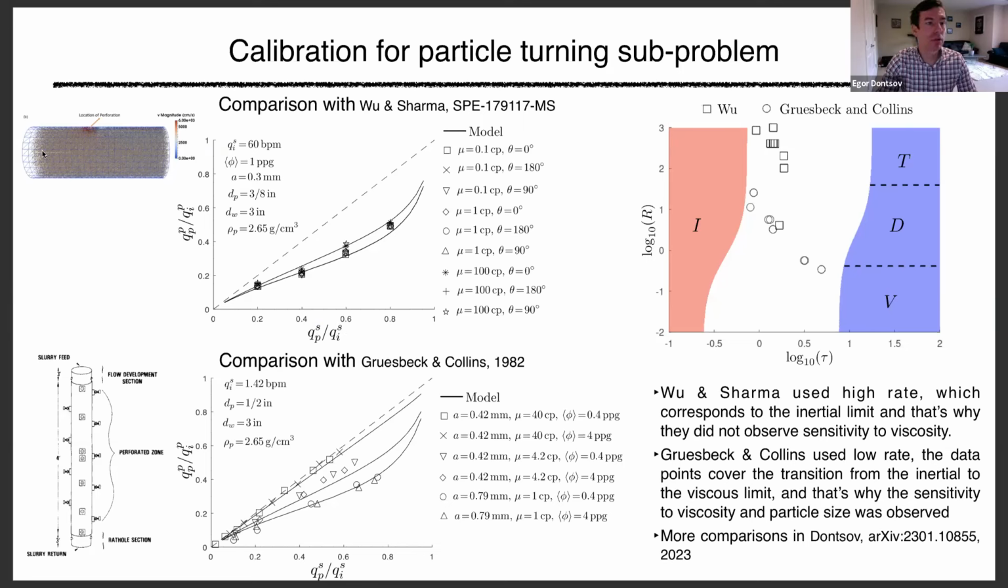So you pump, say, 60 barrels a minute here horizontally, and 2 barrels a minute goes up. So this is like 2 over 60, right? This is the ratio of slurry. And the vertical axis is the same, but for proppant flow rate, so the fraction of proppant that exits through the perforation. If we are on this dashed 1-1 line, it means the particles are able to turn perfectly. And because we are below, it means we are losing some proppant, some particles miss the perforation.